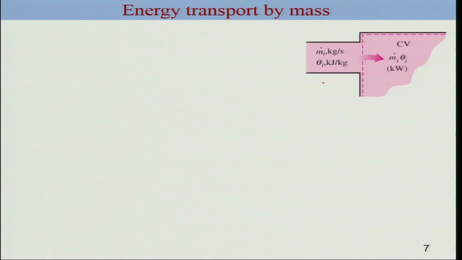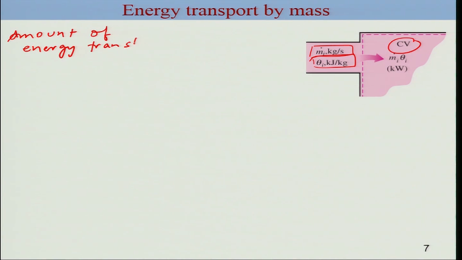So let me consider this particular control volume. This is your control volume, and this is a flowing fluid with a mass flow rate, and this is the corresponding total energy of this flowing fluid per unit mass. So what would be the amount of energy transport for a given, let us say, mass m of fluid.